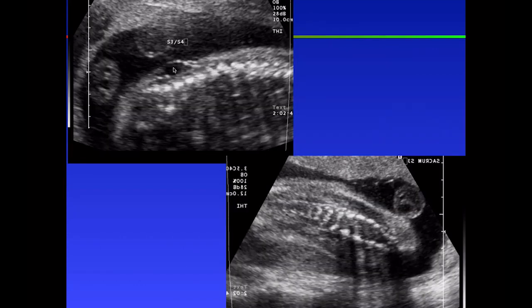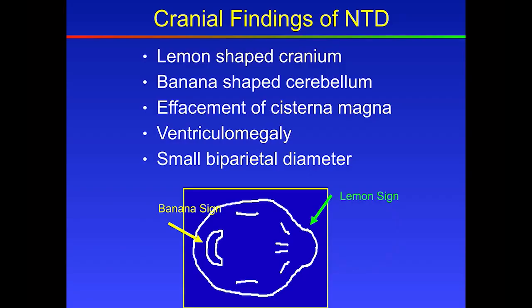And then on a longitudinal, you might get the sac to be seen adjacent to the vertebral bodies. On the coronal, you may just see slight widening here in this region. That was at about S3-4.